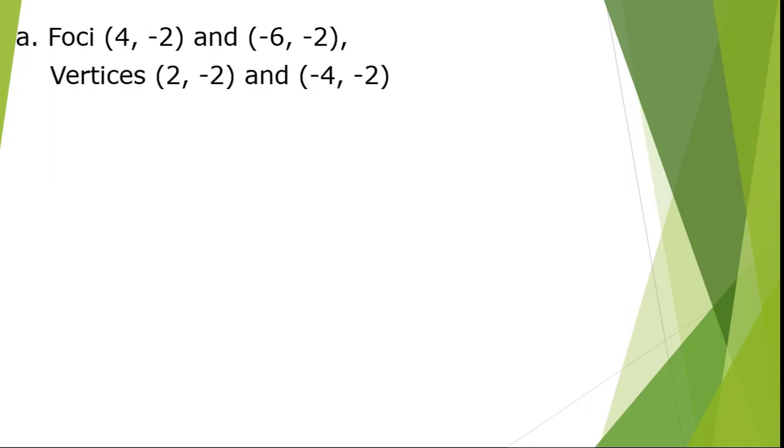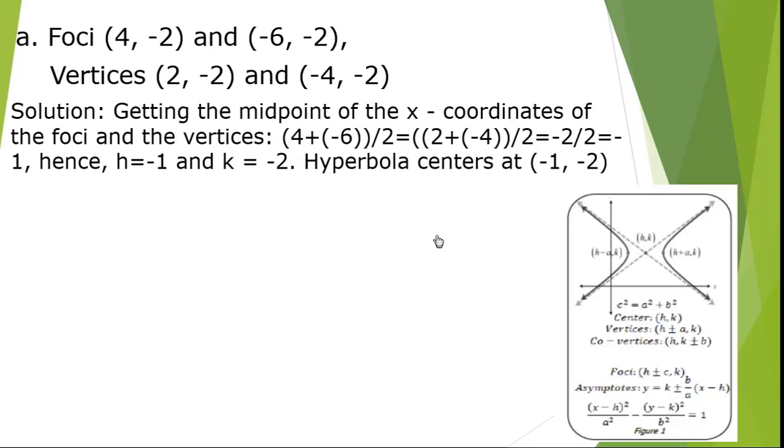Then we are to find its standard equation. So based on the foci and the vertices, we have only 4 coordinate points, and we're going to get the equation of our hyperbola, wherein this contains the points. So how to get it?